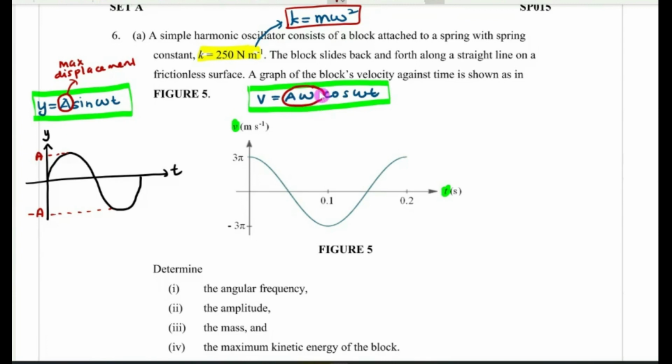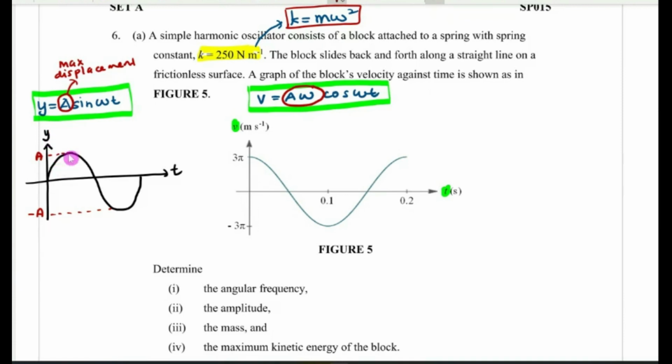Takkan kita kata dia maximum displacement juga? Dia punya omega. Okay, tengok sini. Kalau kita ada equation displacement, nilai yang kat depan ini adalah nilai maximum displacement.